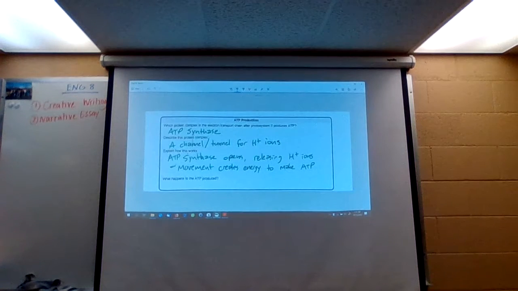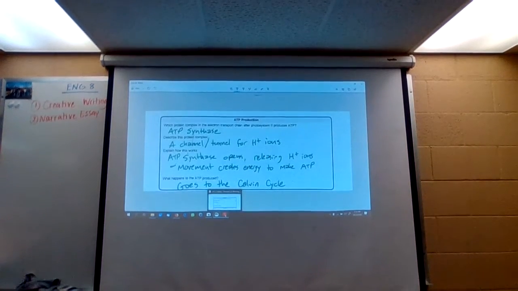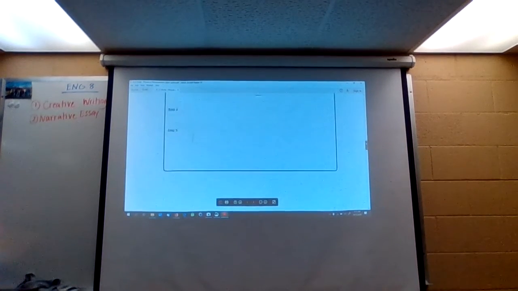So what happens to this ATP? We already know it is the ingredient in the Calvin cycle. So it goes on to the dark reactions that occur in the stroma. Okay, so if you guys got that written down before I move back to my diagram? Because I'm going to use my diagram for a little demonstration.